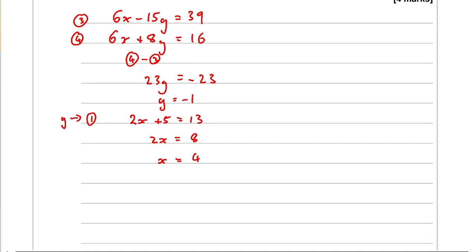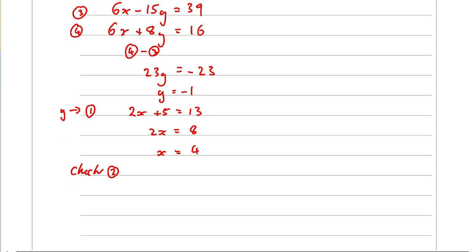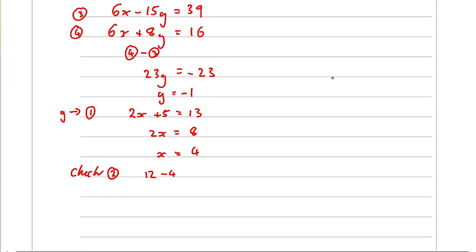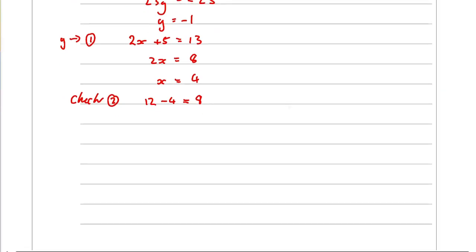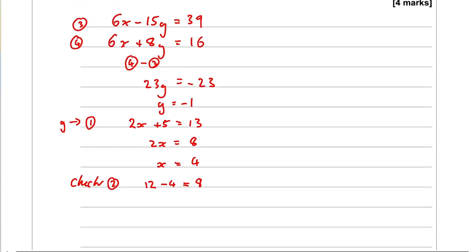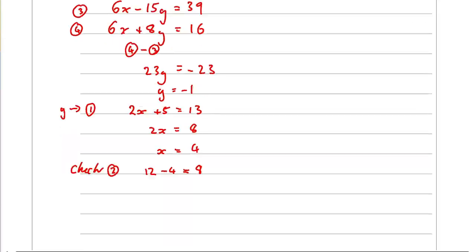I'm going to do a real quick check with equation 2 because I used 1 there. So equation 2 said that 3 lots of x, 3 times 4, would be 12, plus 4 lots of y, so that would be minus 4, is equal to 8, and it should be equal to 8, so I know that I've got that right. So x is 4, y is minus 1. And if you made your y coefficients the same, that's absolutely fine. It's just another method, but that's how I would do that one.